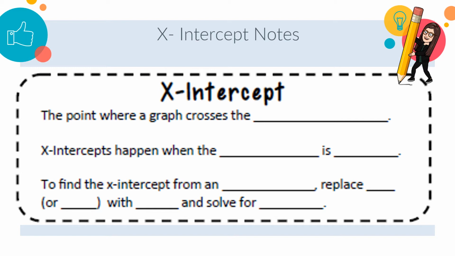The point where the graph crosses the x-axis. We're going to be specific because we're talking about the x-intercept. So it's in the name, cross the x. Now, algebraically, the x-intercepts happen when the y value is 0.